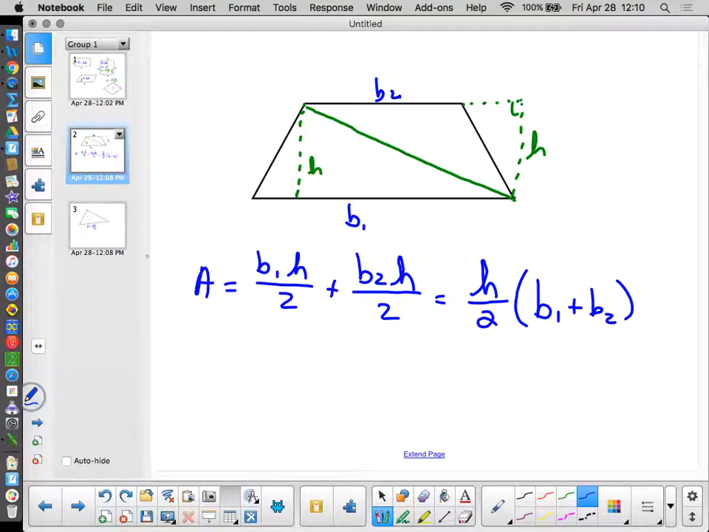So trapezoids are a little bit trickier. But I want you to see, a lot of people just drive straight to the formula: base 1 plus base 2 times height divided by 2. Well, I want you to understand why that works. It makes sense, actually, because it's made up of 2 triangles.